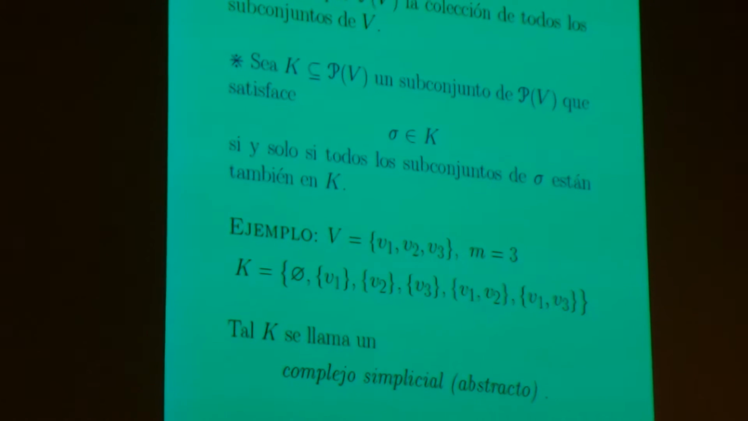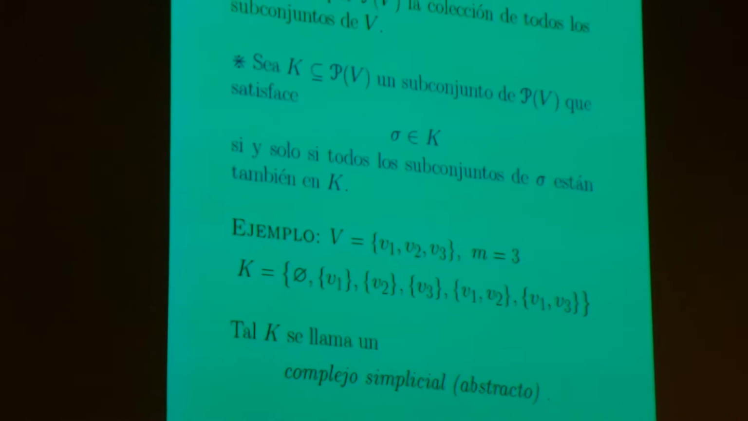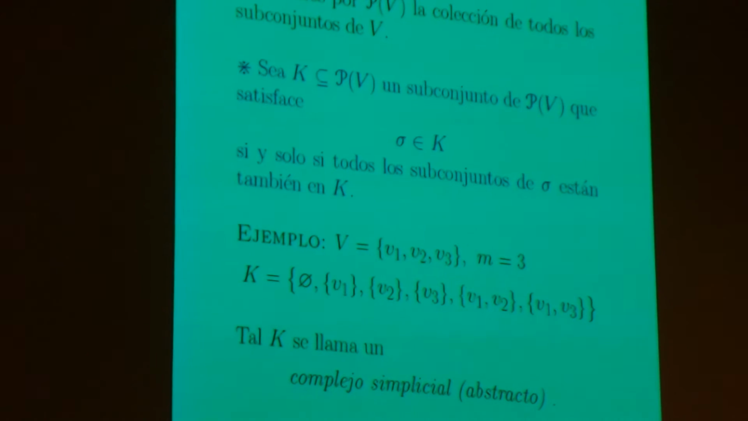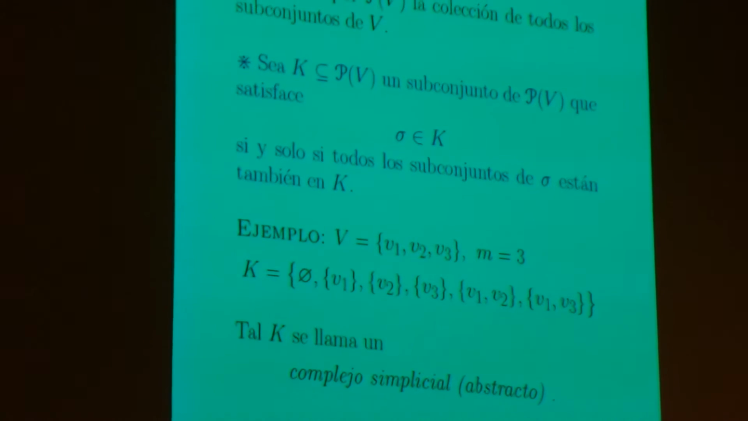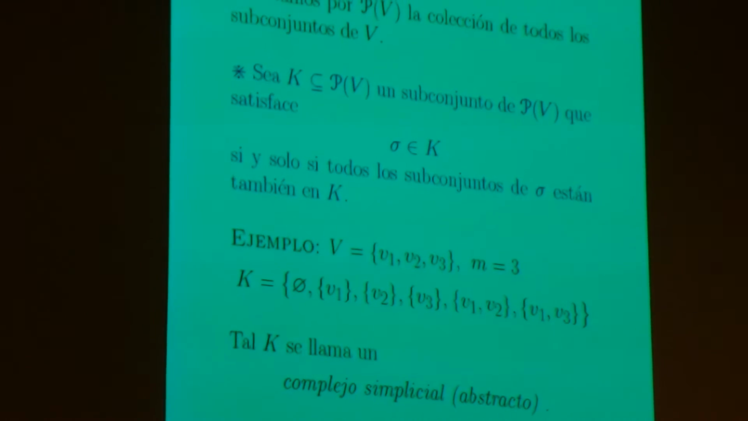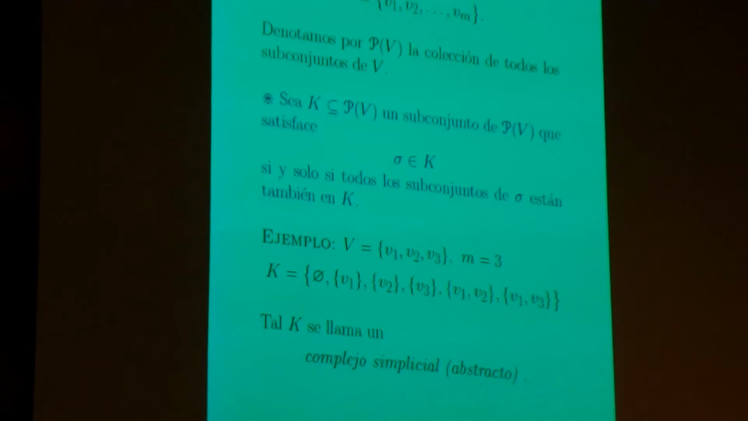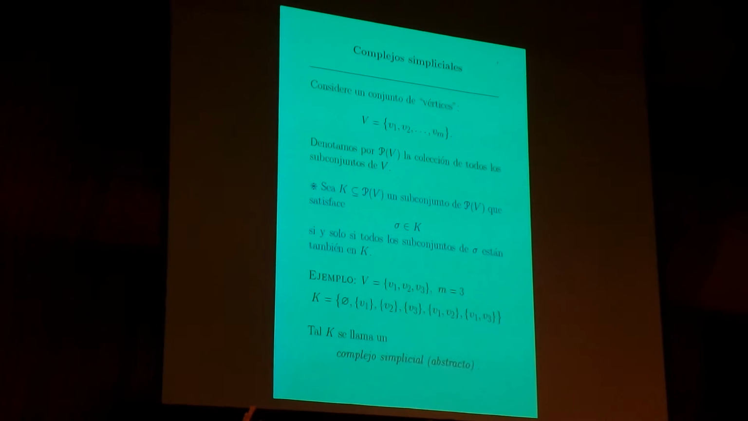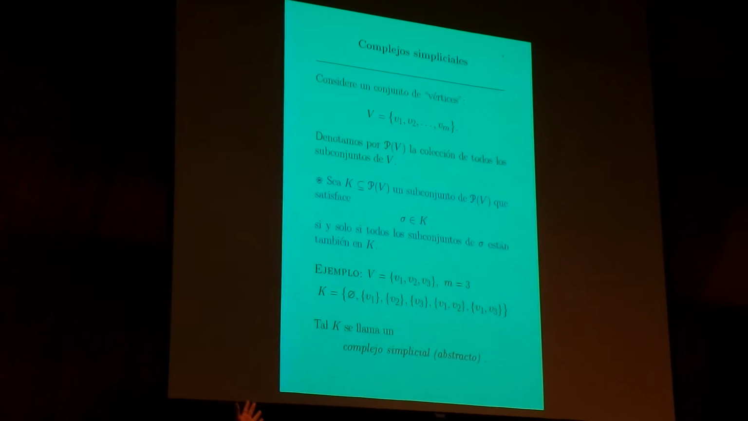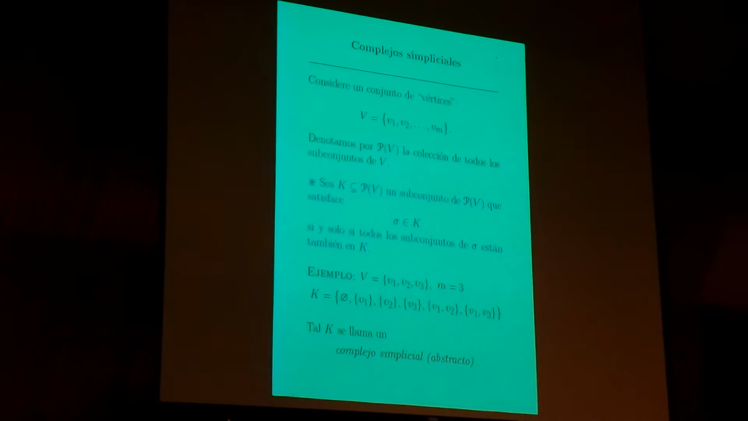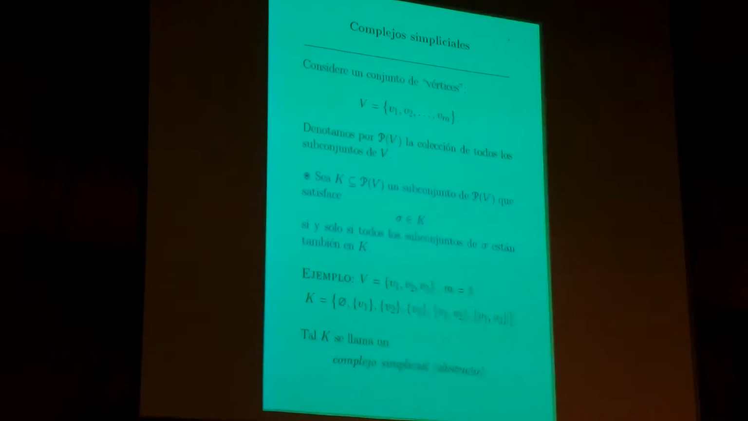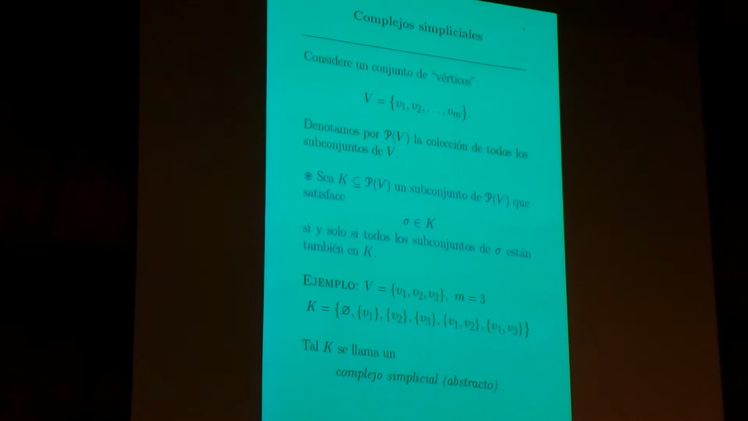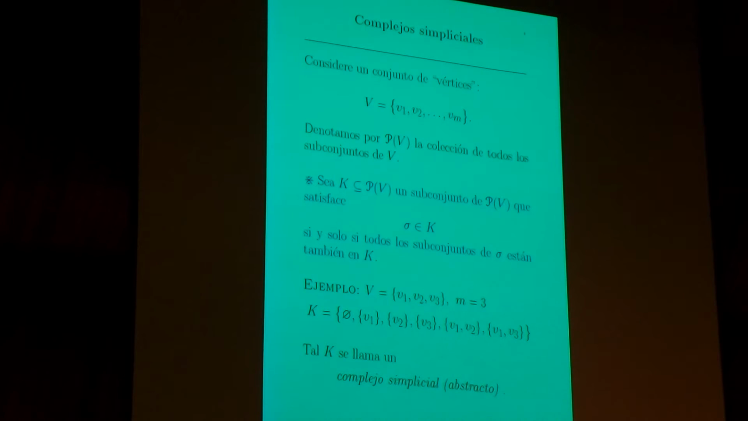Now, the set which I wish to describe is called K, and it is a subset of the power set. So it is a set of subsets of V, which satisfies a special condition: if there is a set sigma in K, then all of the subsets of sigma must be in K. And here is an example.